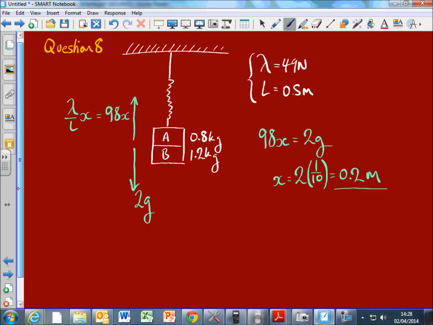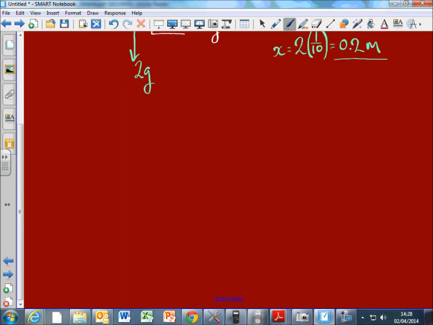Now in part B, we're asked to work out how much energy has been stored. What's the elastic potential energy in the spring? To find the elastic potential energy, I just need to integrate the force with respect to x, and the extension has been 0.2. So those are my limits. It's extended from 0 to 0.2, and this should tell me how much energy is stored in the spring.